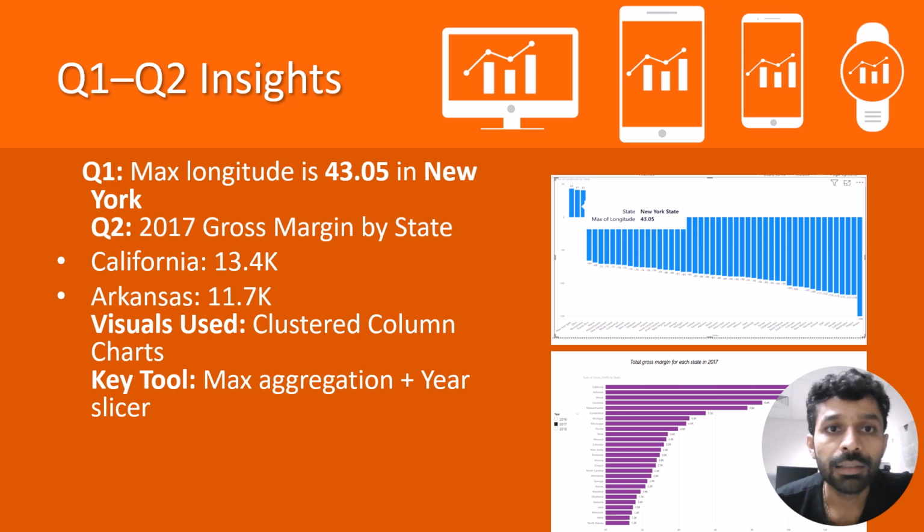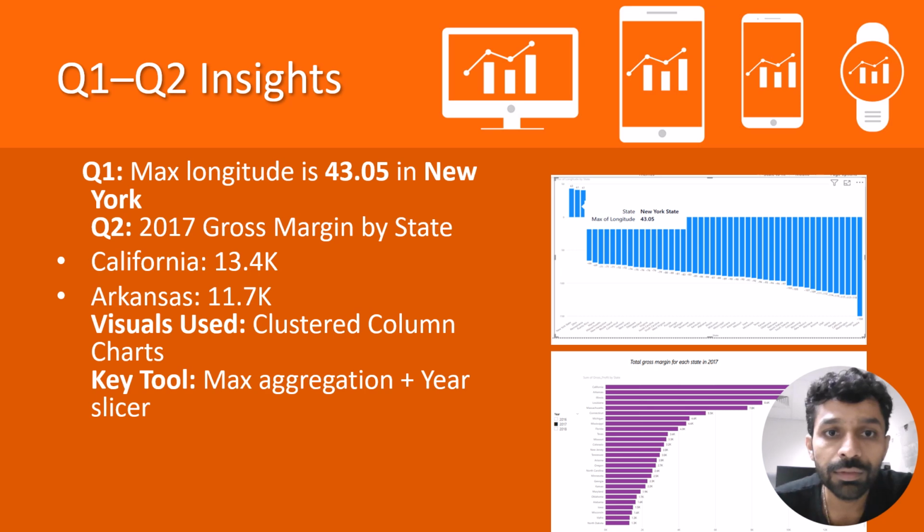For question 1, we looked into the location database to identify which store had the highest longitude value. In Power BI, we imported the data, created a table visual using the longitude and the state columns, and sorted in descending order. This helped us quickly spot the store with maximum longitude and the state it belonged to.